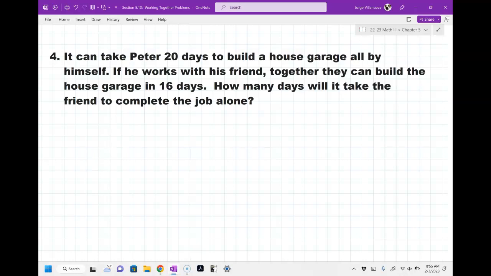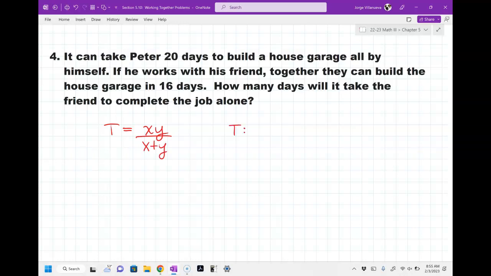It can take Peter 20 days to build a house garage all by himself. If he works with his friend, together they can build a house garage in 16 days. How many days will it take the friend to complete the job alone? Okay, so t equals xy over x plus y.